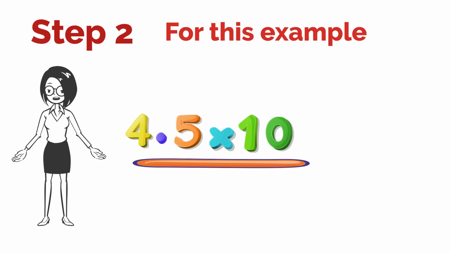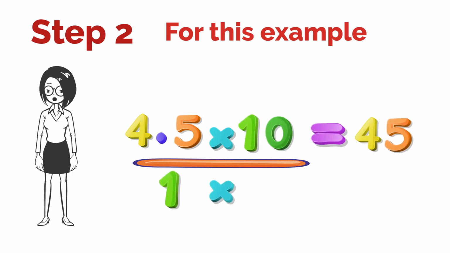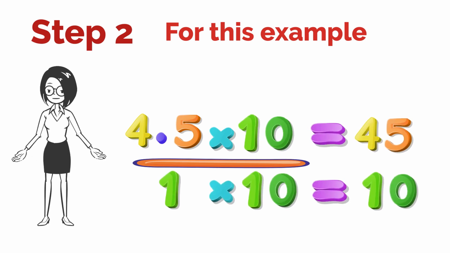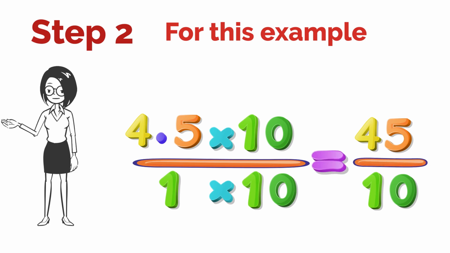4.5 multiplied by 10 equals 45. 1 multiplied by 10 equals 10. Our new whole number fraction is now 45 over 10.